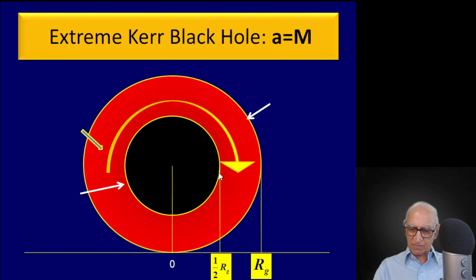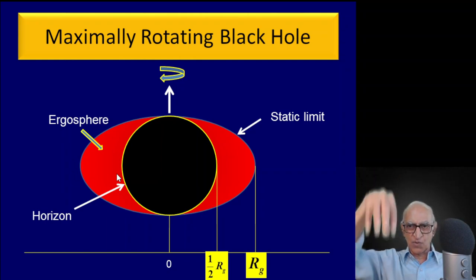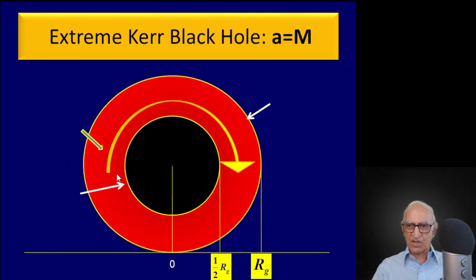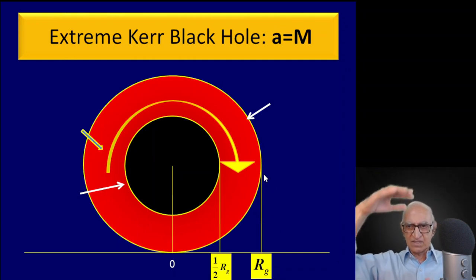The difference is the following. So let's look at this picture. This is a view seen from the side. The black hole is rotating in this direction. Now, what I'm going to show you is a view from the North Pole, or the South Pole, doesn't matter. Let's call it the North Pole. So that's what I have plotted. This is the event horizon, whose radius is half times the Schwarzschild radius. And this is what I called the static limit, whose radius, as seen from above, is this.